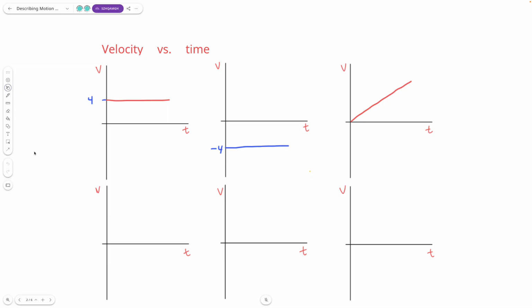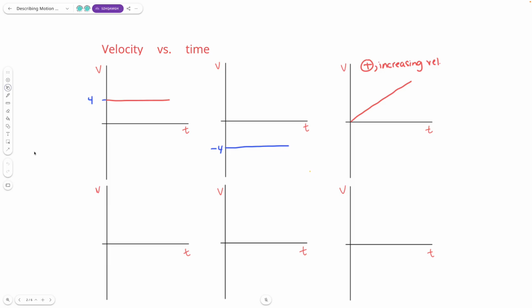So with this graph, we see that it's above the x-axis, indicating that velocity is positive, so it's moving in the positive direction. But this line is also moving away from 0. So here we have a positive and increasing velocity.